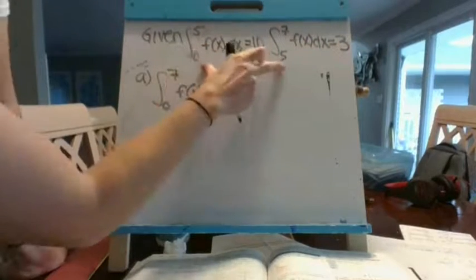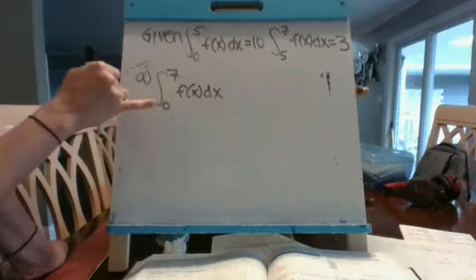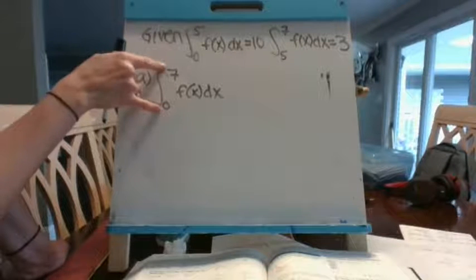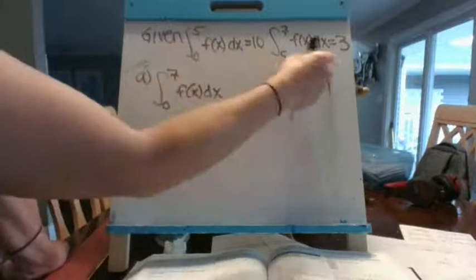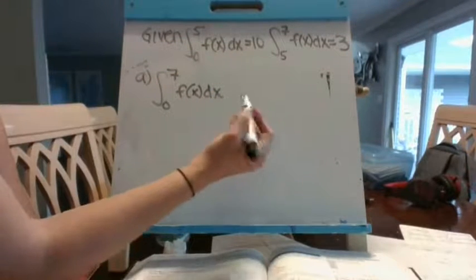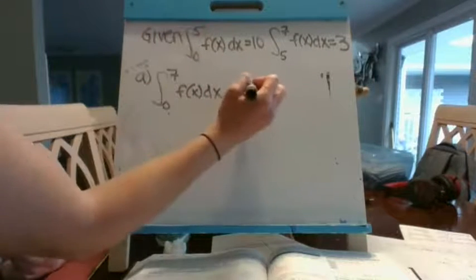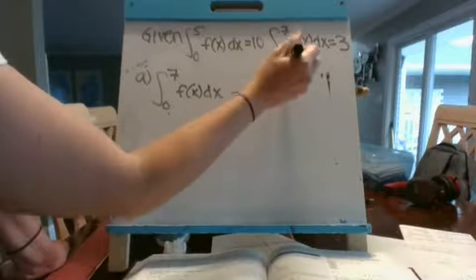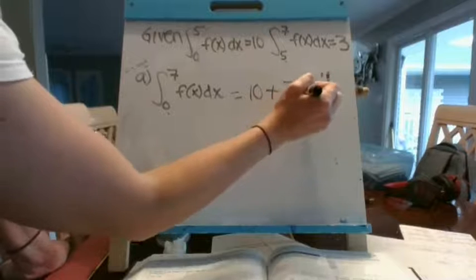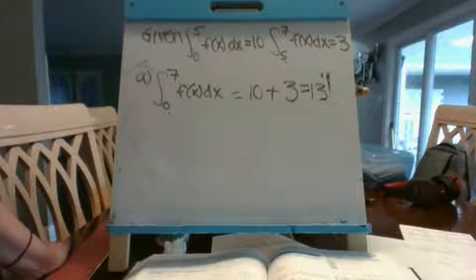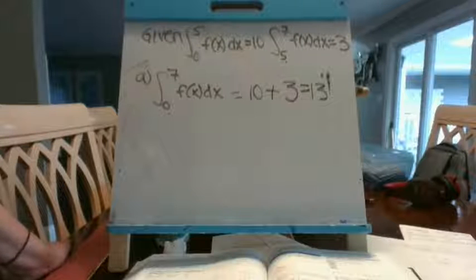Notice that those intervals do not overlap each other. But the integral here from 0 to 7 contains both of these intervals together. So in order to find f of x dx from 0 to 7, you take it from 0 to 5, which is 10, and then you add from 5 to 7, which is 3. So that definite integral is 13. And then we could just ask you a bunch of questions like that.